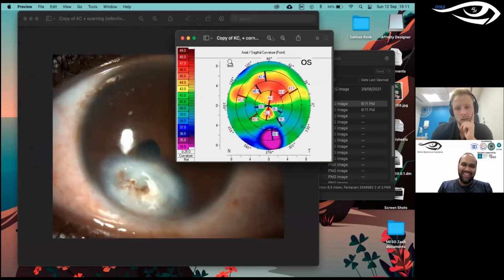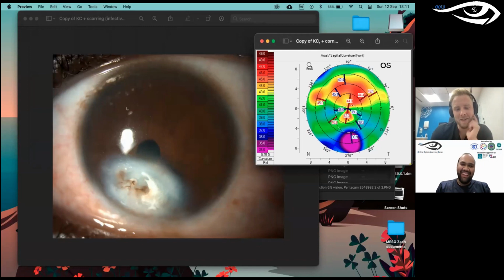Oh, that's great. So obviously through this little small part, the vision was actually really good, because I said, okay, do you want this eye fitted? And she was like, no, my vision's great in this eye. Why would I want that? I want the other keratoconic eye. And I was just amazed.